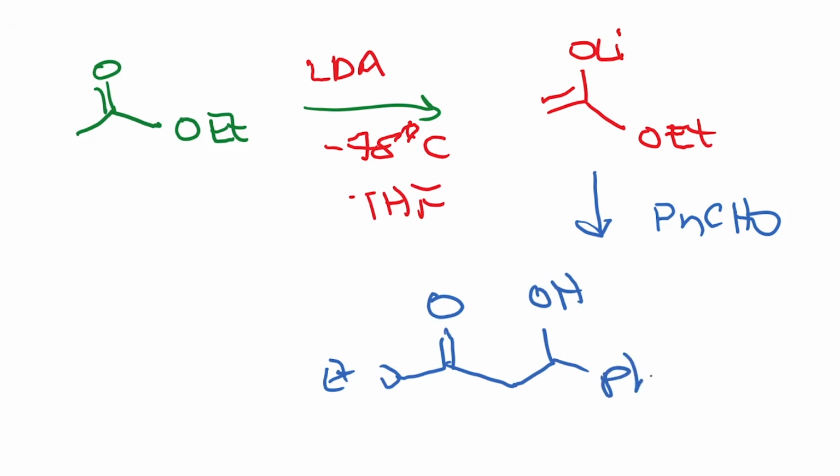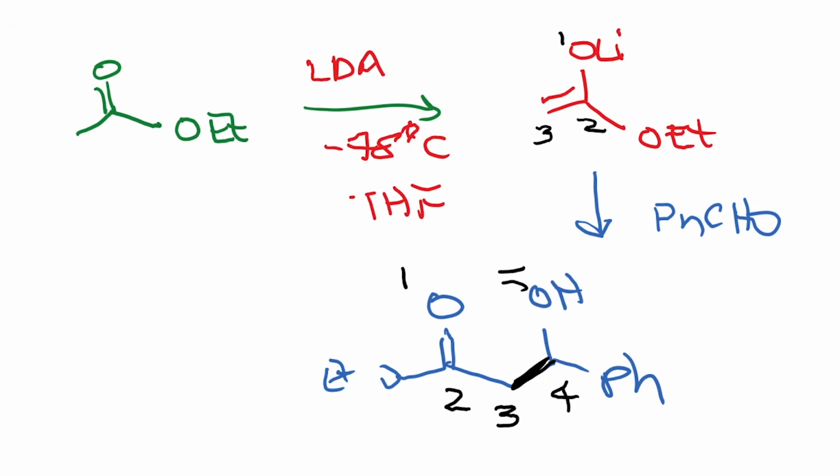OH, Ph. So just to complete the numbering, this is 1, 2, 3, and the aldehyde is 4 and 5. So this is 1, 2, 3, 4, and 5. This is the new bond that is formed. So esters can be treated very similarly to ketones, and you can produce the same sort of intermediate.